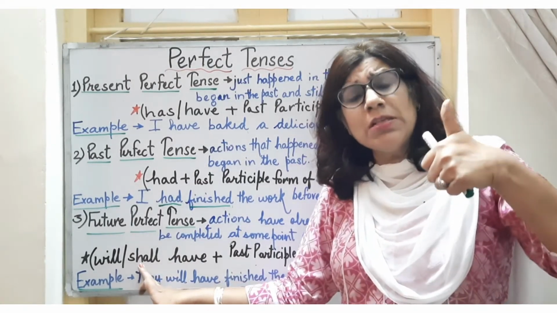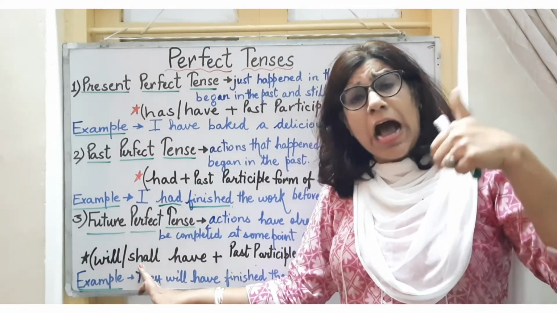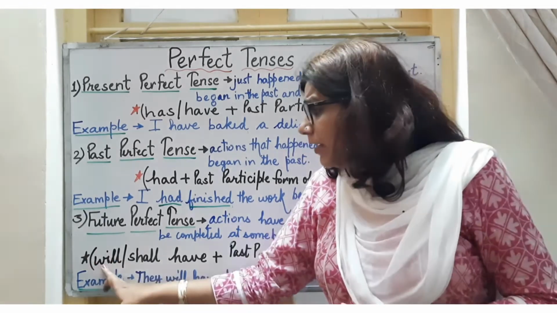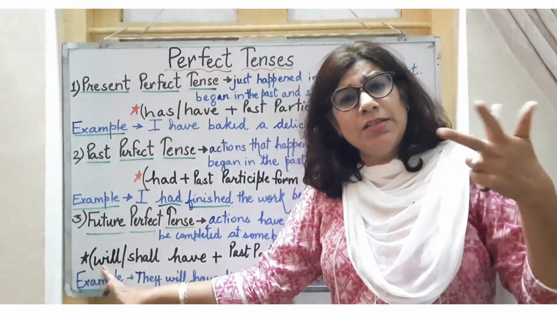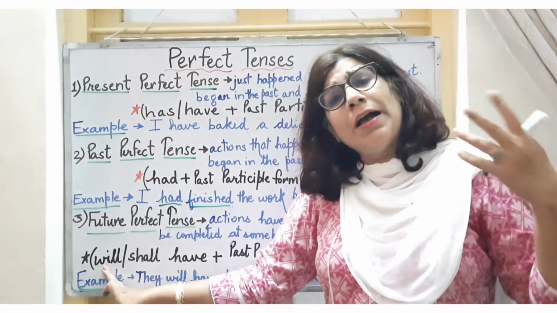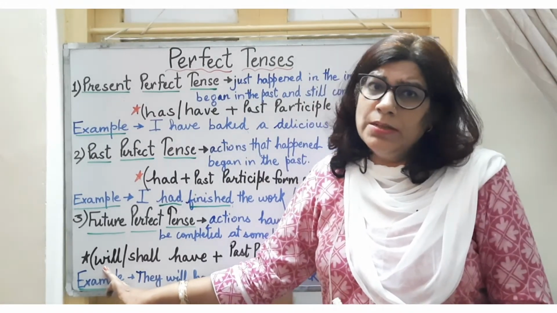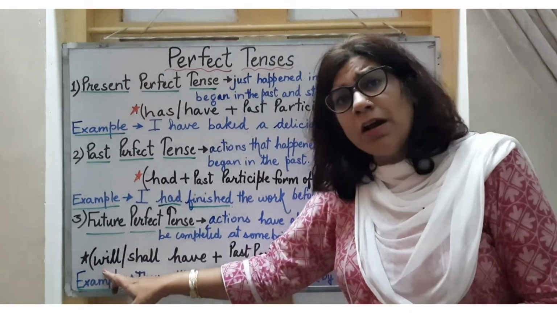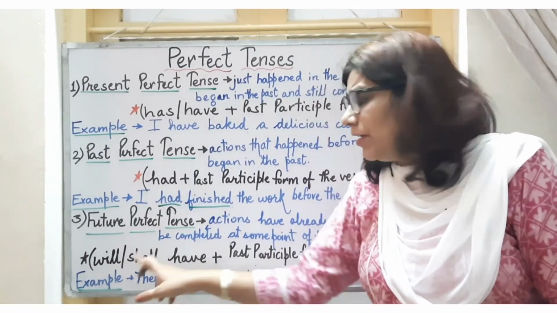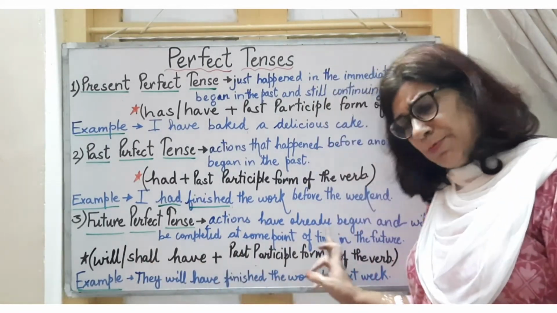And where to use will and shall, that we have discussed many times. We are going to use shall with I and we. I shall, we shall. And will I am going to use with he, she, it, they, you, and singular and plural nouns, right? So forming a sentence will be how? It will be will or shall have plus past participle.